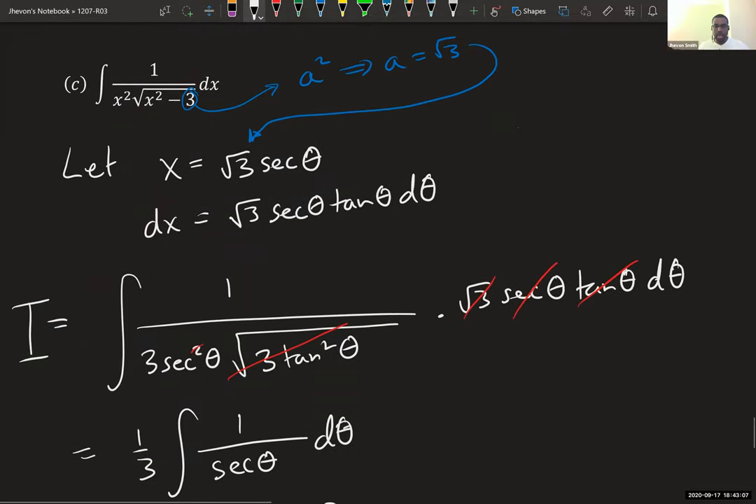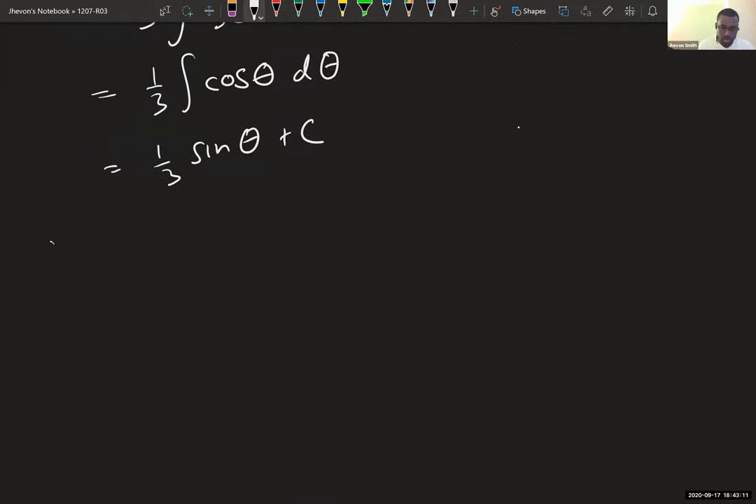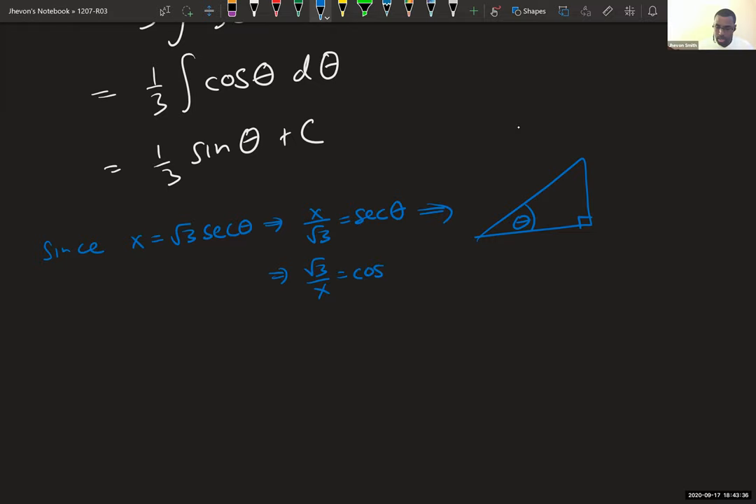So I go back to my original, x equals radical 3 secant theta. So I have to do that whole back substitution. Since x equals radical 3 secant theta, this means that x over radical 3 equals secant theta. This means I have this triangle. So this would actually mean radical 3 over x would be cosine, because secant is 1 over cosine. And so that is adjacent over hypotenuse. So this is the square root of the hypotenuse squared minus the adjacent squared. So this would tell me that my sine of theta is opposite over hypotenuse, so that is the square root of x squared minus 3 all over x. And so I would go back here and plug that in.